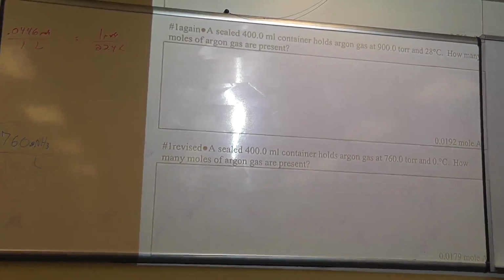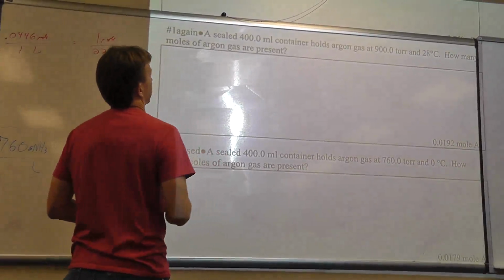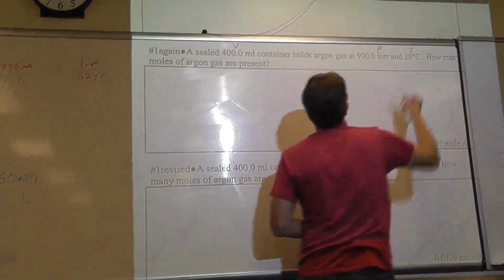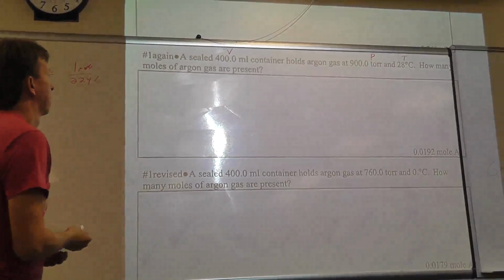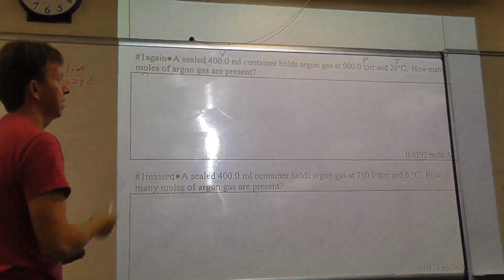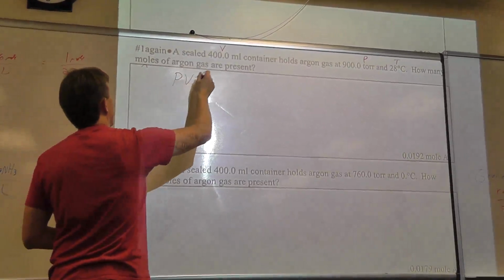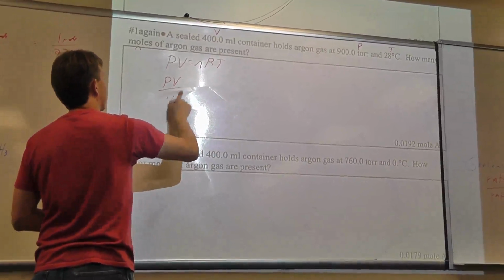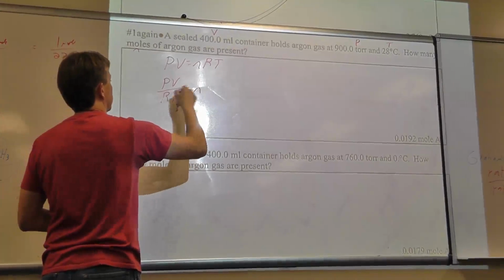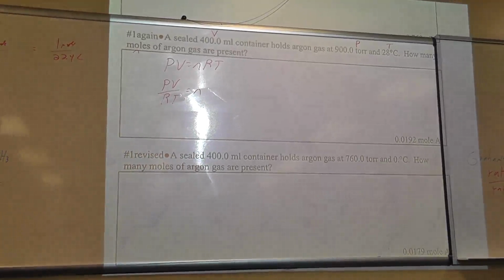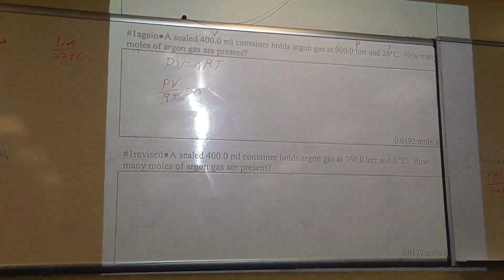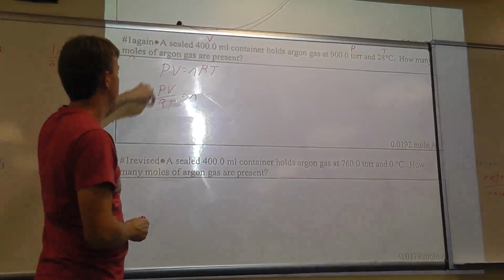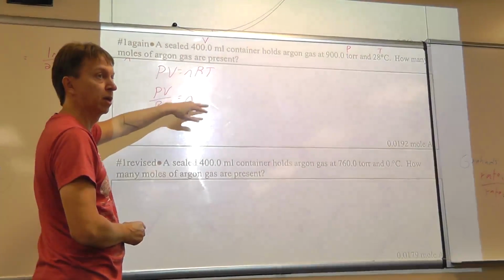Now this is going back to the very first problem we did, which was an ideal gas law calculation. Sealed container, 400 milliliters volume. This was our pressure, this was our temperature. We wanted to know how many moles of argon were present. P, V, n, and T. So we would go ideal gas law and rearrange that to solve for n. Correct? I'm not going to do all the math on that because you've got it in your notes already. But you convert each of those variables into proper units, plug them in, solve for your moles. You remember doing that? All right.